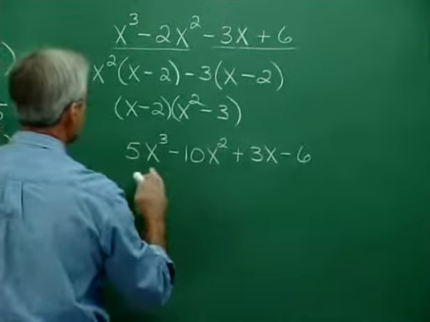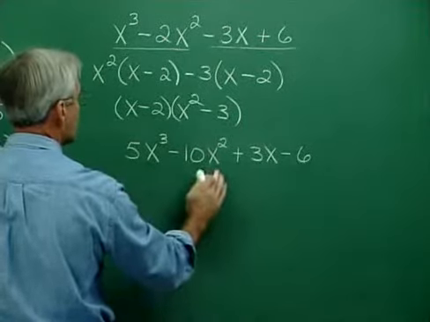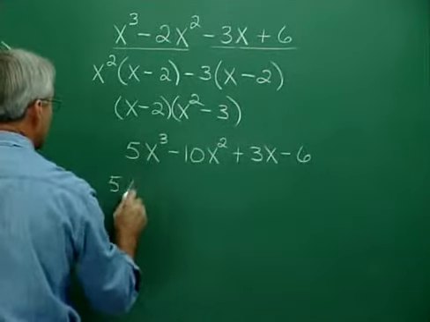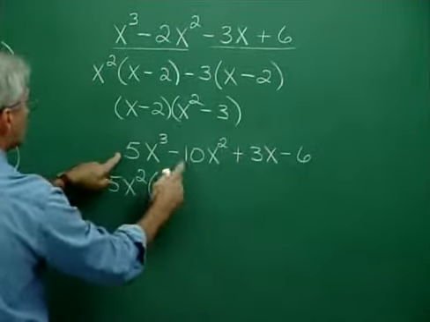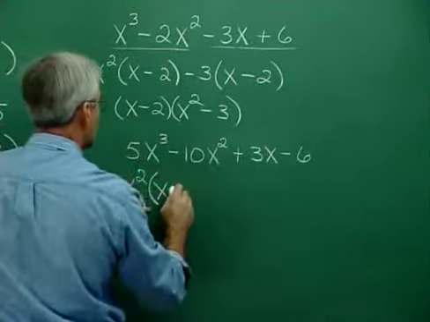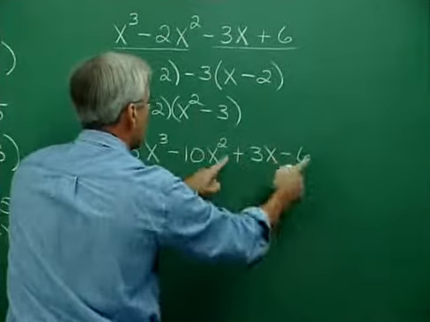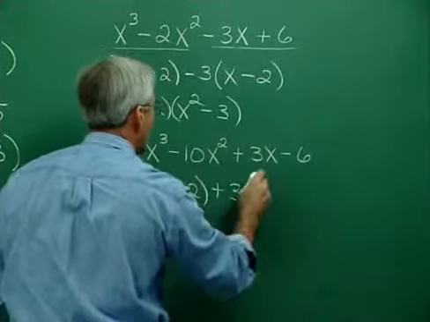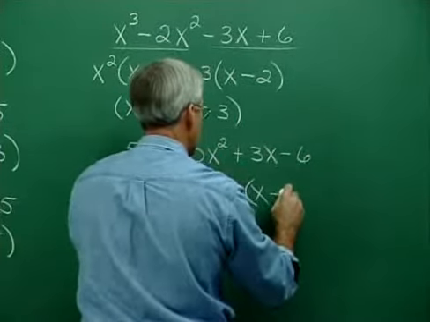All right, for these two, I have, let's see, 5 is a common factor of both terms, and x squared is in both terms, so I'll pull 5x squared out of these two terms. 5x squared out of this term leaves x. 5x squared out of this term leaves minus 2. And for those two terms, I see that 3 is a common factor. When I pull 3 out of this term, I'm left with x. 3 out of this term leaves minus 2.